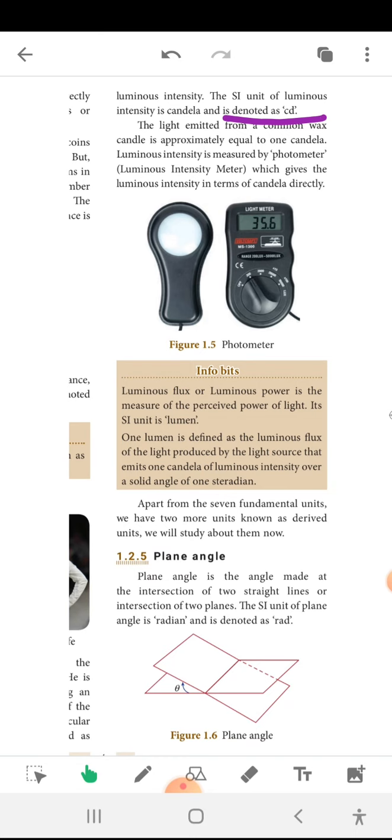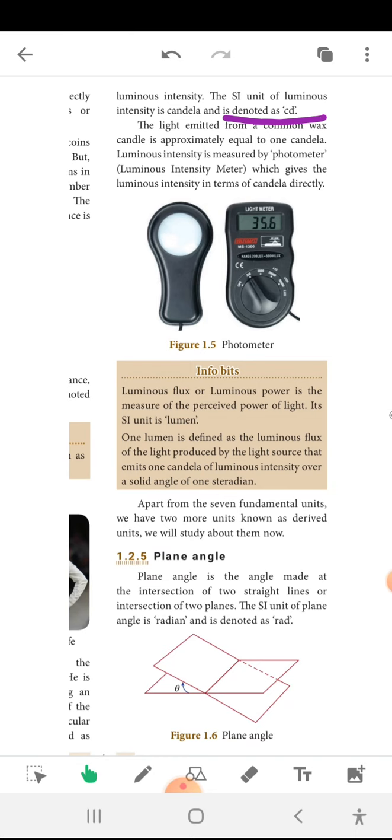Luminous flux, or luminous power, is the measure of the received power of the light. This is the lumen. One lumen is defined as the luminous flux of the light produced by a light source that emits 1 candela of luminous intensity over a solid angle of 1 steradian. Then we are going to see what a plane angle and a solid angle are.